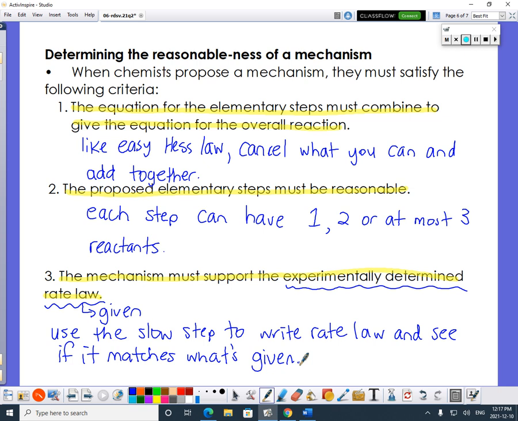Because it is pretty easy 7 marks as long as you remember what to do with the criteria. They're not tricky. And the question is very obvious. You're given a mechanism, given a rate law. It says determine if the mechanism is reasonable. And I'm going to do the example. I'm just going to go in this order, okay?